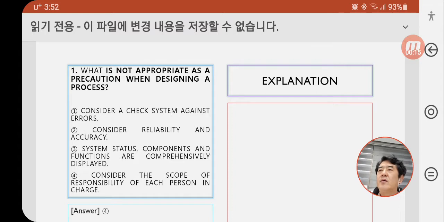Now let's read question number 1. Which of the following is not important to note when designing a process?